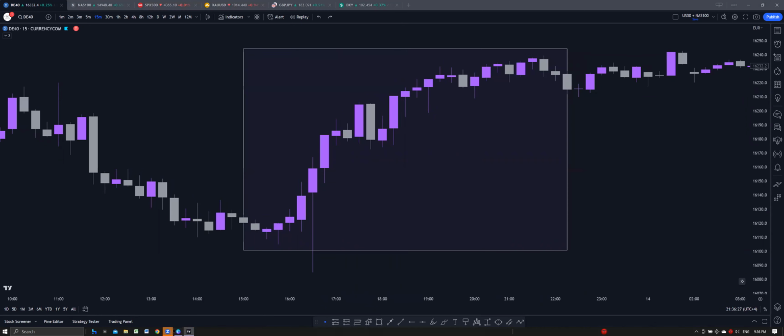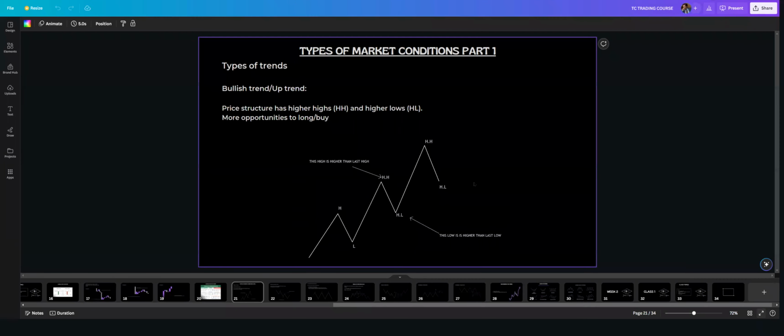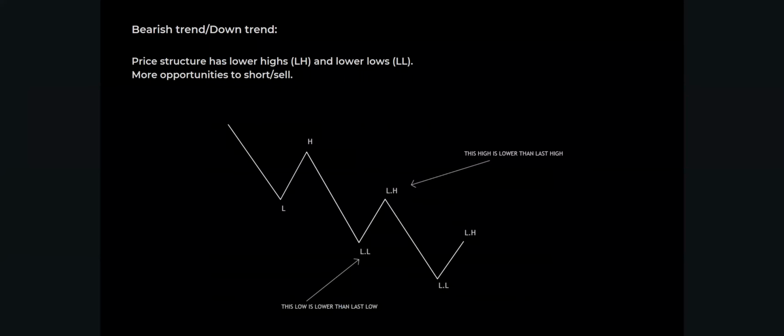So let's look at the flip side of it, right? Let's look at the bearish side. So we have a bearish trend, which is pretty much the reverse of it. It has lower highs and lower lows. So if you see the first wave, we have a high and a low. Then we have a lower high, which is lower than the previous high. Then we have a new lower low, which is lower than the previous low, right?